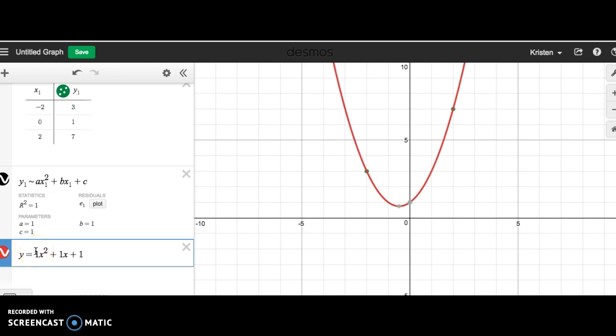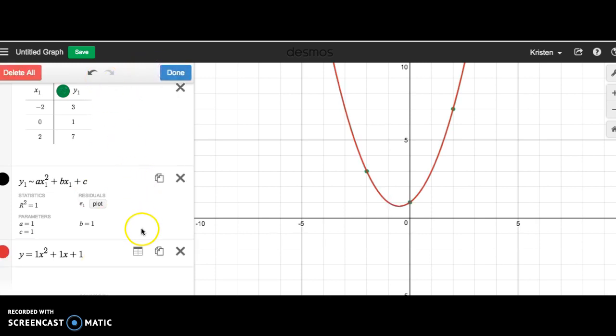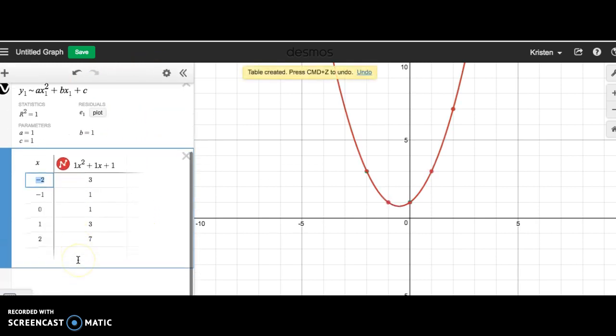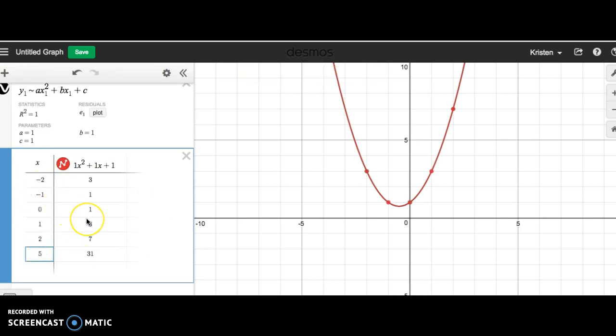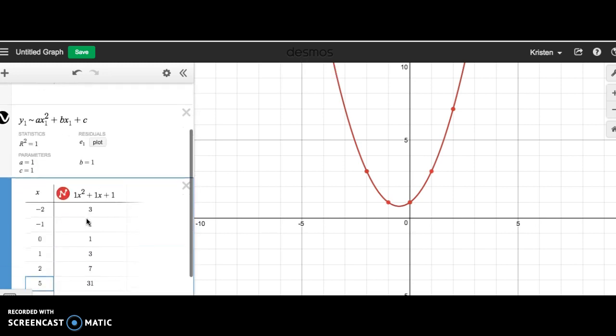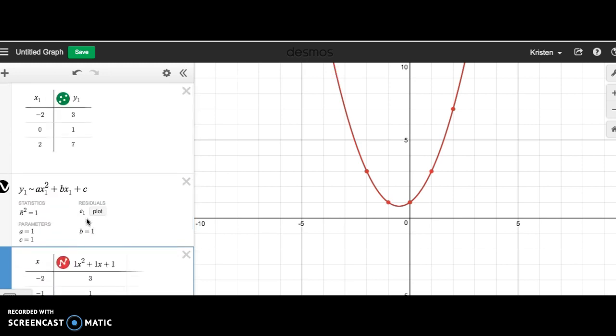If I want to find the vertex, all I got to do is come over here and click the vertex. Bam, there's the vertex. If I want to find a value off the table, off of the graph, all I need to do is click settings, make a table, plug in the numbers I want, okay, and they'll pop them out. If I needed to know what this was at 5, I know 5, 31 was a coordinate. So those are the key things that you need to remember when running a regression.